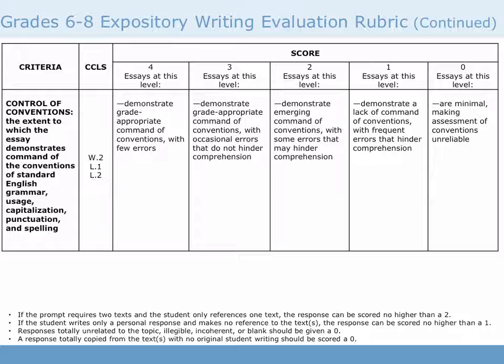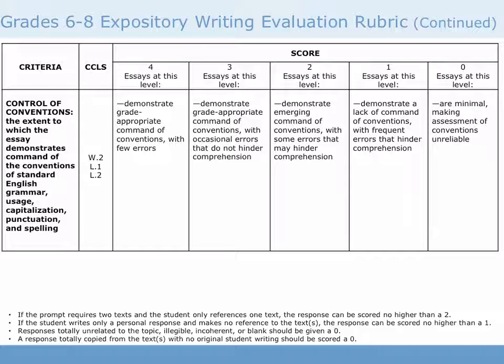Finally, we have to take a look down at the bottom of the rubric. Notice that there are 4 bullet points down there. You have to consider these criteria as well when you're evaluating a paper. The first one, if the prompt requires 2 texts and the student only references 1 text, the response can be scored no higher than a 2. If they're asking for 2 texts, make sure the student is using references from both texts.